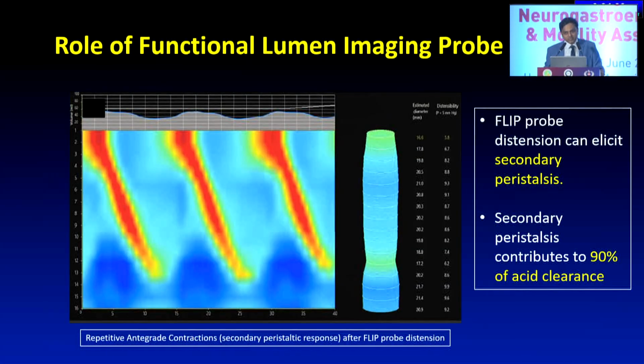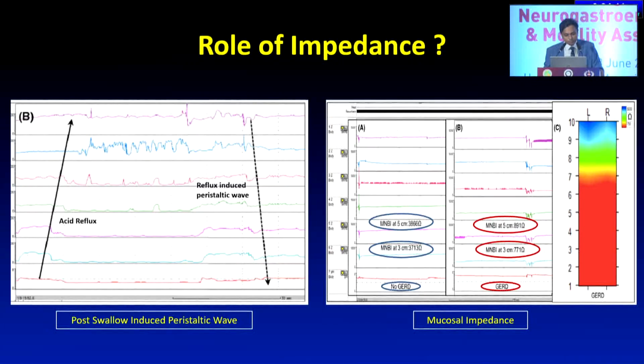FLIP, we still don't have in India, but this is likely to help us because it helps us elicit secondary peristalsis. So you can distend the FLIP device and it leads to secondary peristalsis in the esophagus. Secondary peristalsis is very important because it contributes up to 90% to acid clearance. So we can find out if that is a problem.